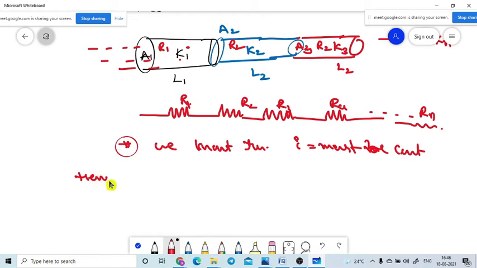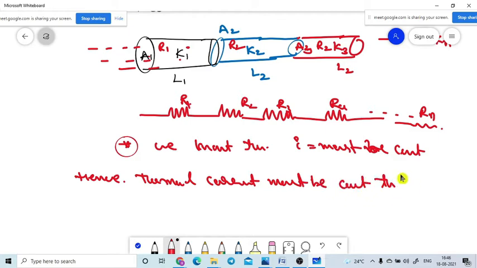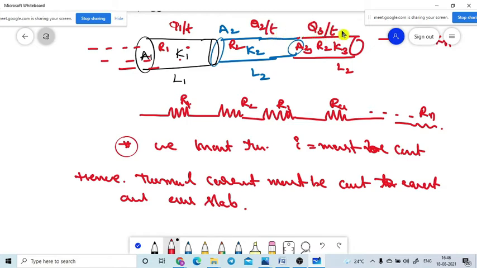So hence, the thermal current must be constant throughout each and every slab, since the thermal resistors, the slabs, are connected in the series manner. That means how much current Q1 by T is going here, Q2 by T is going here, Q3 by T is going here, must be constant. Is it correct, na?